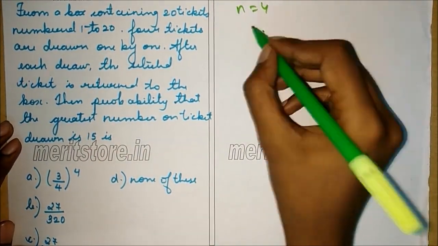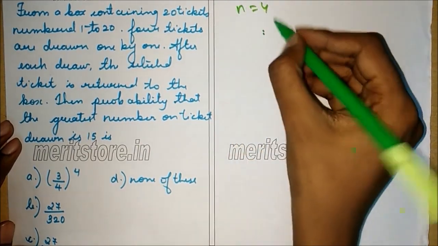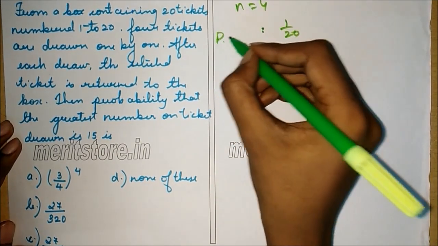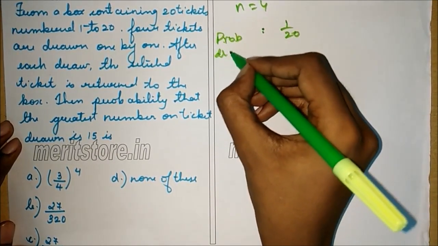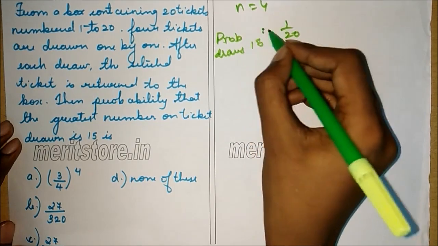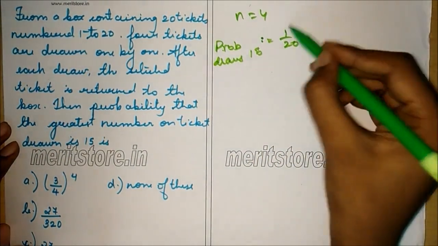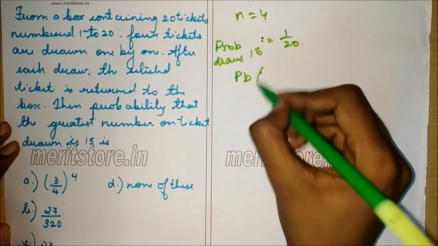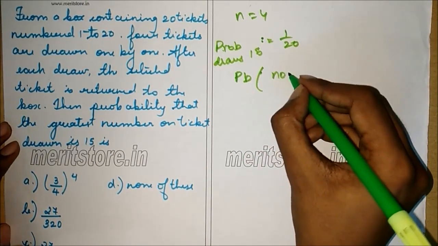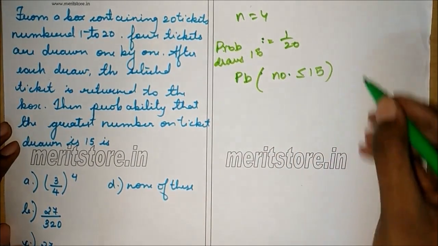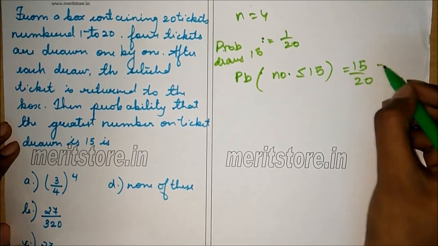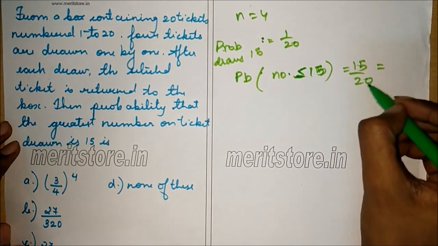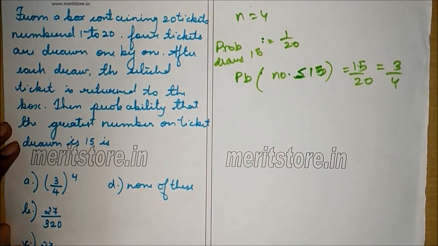So the probability that one card is 15 is 1 by 20. So the probability of drawing 15 is 1 by 20, since it is 1 out of 20 tickets. Probability of getting a number less than or equal to 15 from one draw is 15 out of 20. This is 15 by 20, which is equal to 3 by 4.